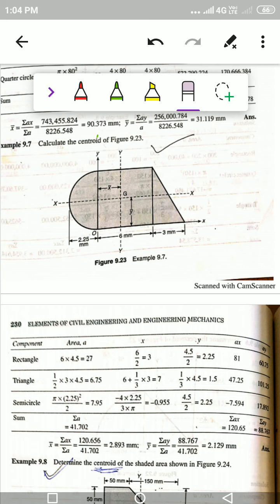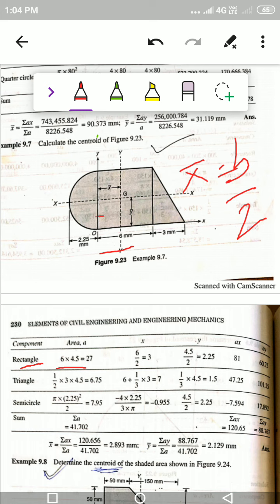Clear? So now consider the rectangle. The area of the rectangle is 6 into 4.5. 6 is the base, 4.5 is the height of the rectangle, as I explained how it is 4.5. So now the x bar distance. For a rectangle, x bar is equal to what? b divided by 2. b is how much here? 6. The reference line is here.